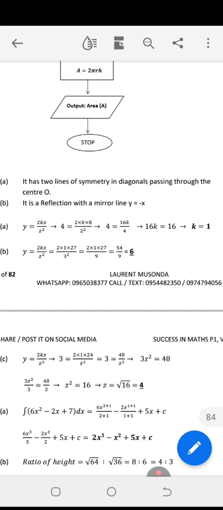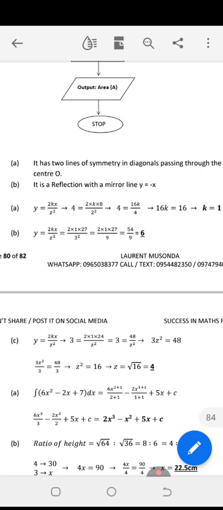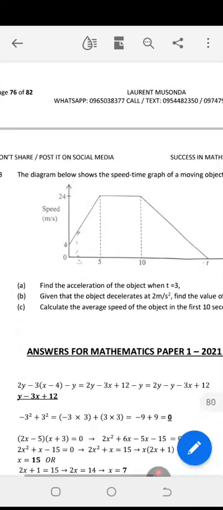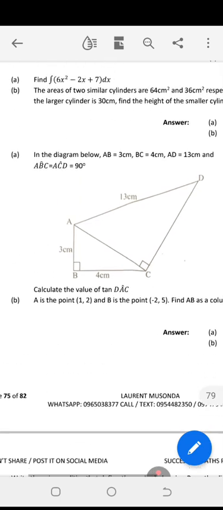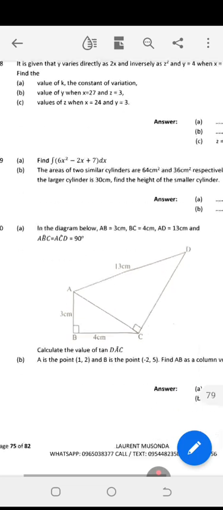Then the second question, 18, is coming from what we call variation. They are saying y varies directly as 2x and inversely as the square of z. That's what the question is saying.